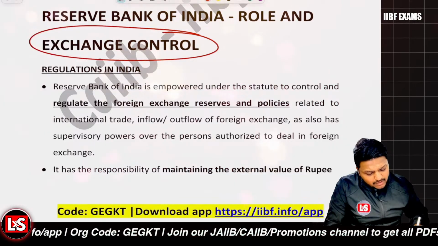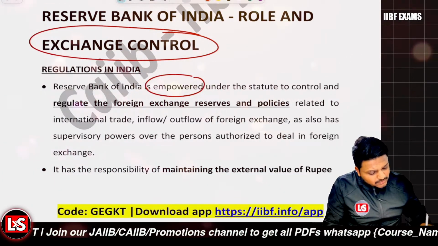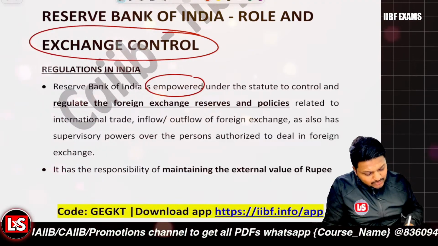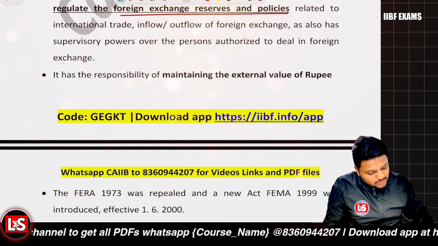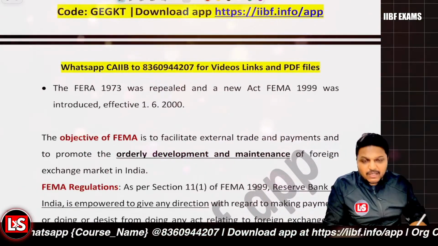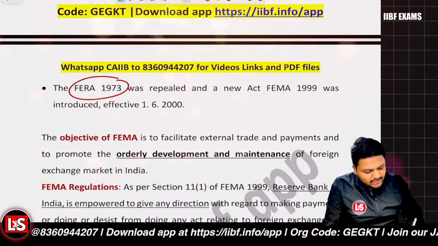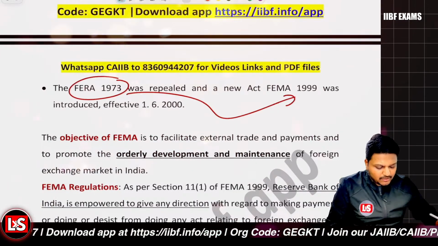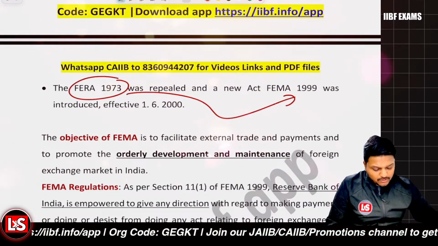Now if you're talking about the RBI, RBI is basically empowered under the statute to control and regulate the foreign exchange reserves and the policies in India. So it has the responsibility to maintain the external value of India. That is also the duty related to it. Now, I have already told you that previously it was FERA, which was replaced by the FEMA in 1999, which was effective from June 2000, right?